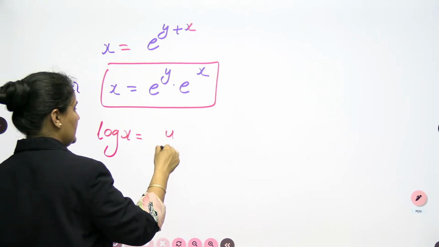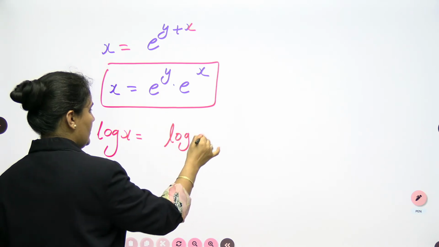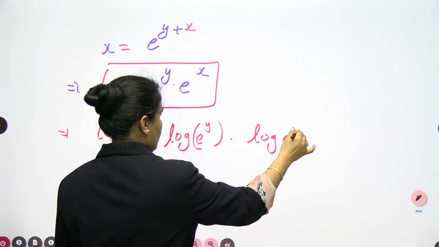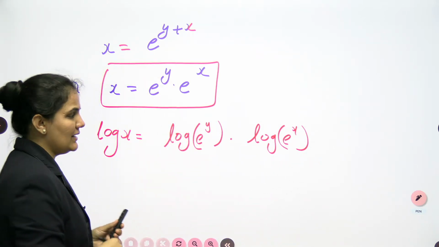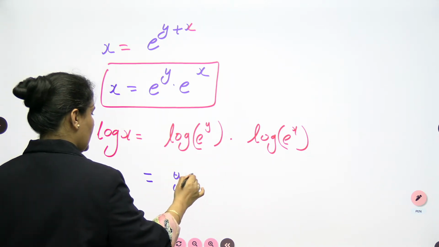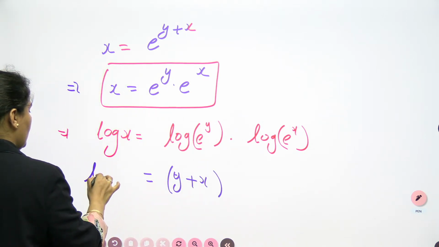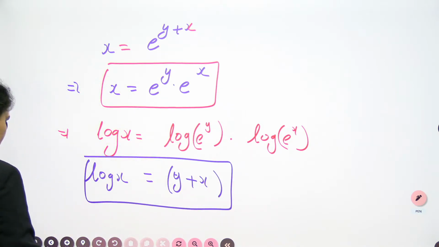When I solve here, this will be y. I can see this is log e^y, and log e^x. So here I can see log m into log n, so I can write log m plus n. So ultimately I will write here y plus x directly, because the base is the same, and here we are having log of x. Now for this we need to do the differentiation.